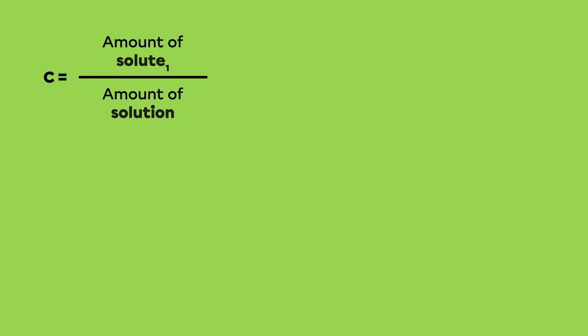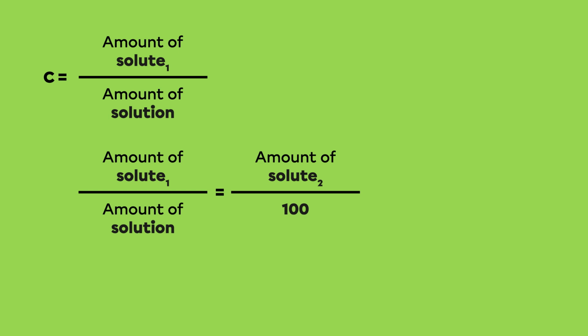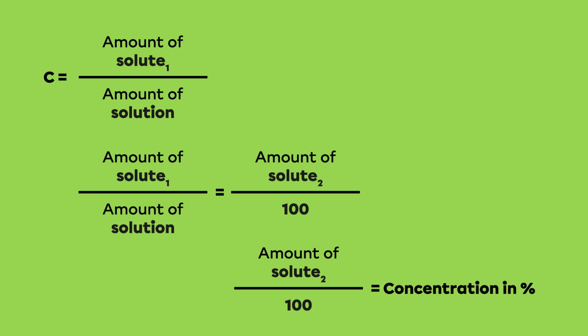To calculate concentration in percent, we first find the ratio between the amount of solute and the amount of solution. Then we place the ratio over 100. The answer is the amount of solute per 100 milliliters or 100 grams of solution. This is the percent concentration.